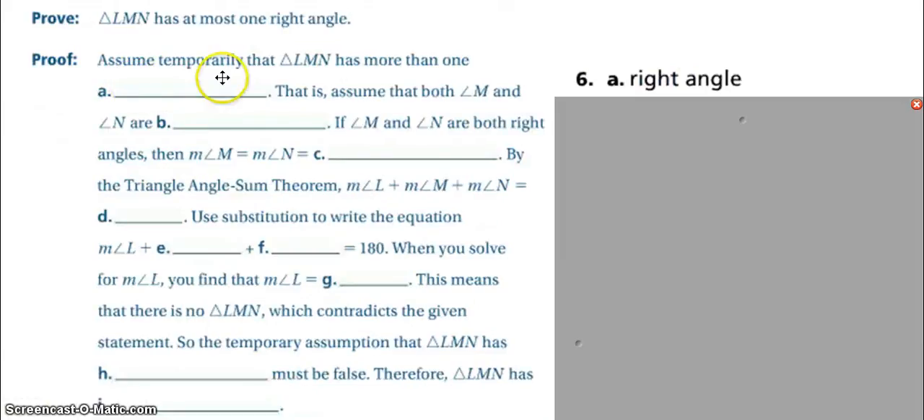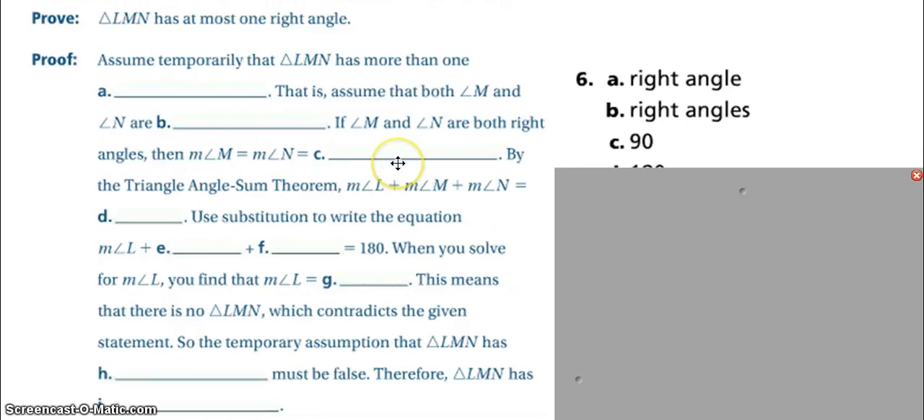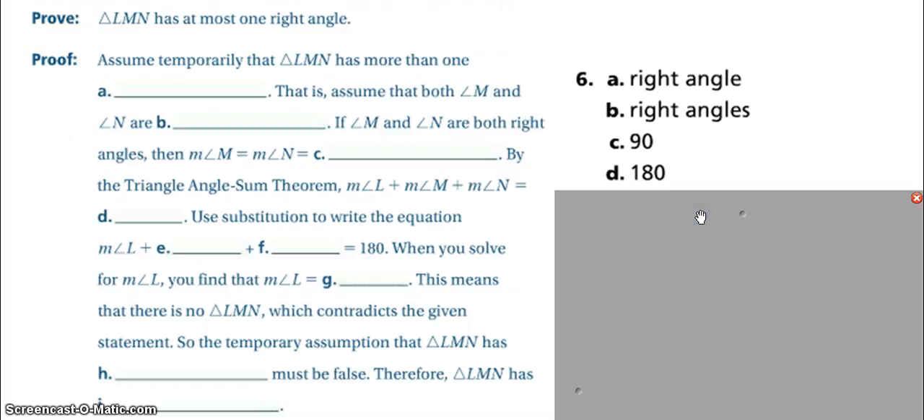So we already know A got filled in with right angles, but then as we go, we assume that both angle M and angle N are right angles. And if angle M and N are both right angles, then they both equal 90 degrees. And by our triangle sum theorem, that tells me that angles L, M, and N must add up to 180, the 3 angles combined.